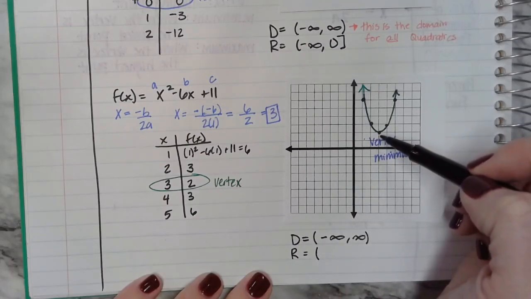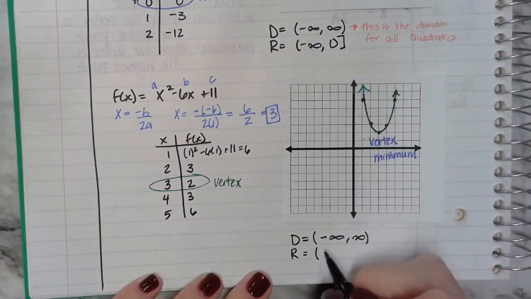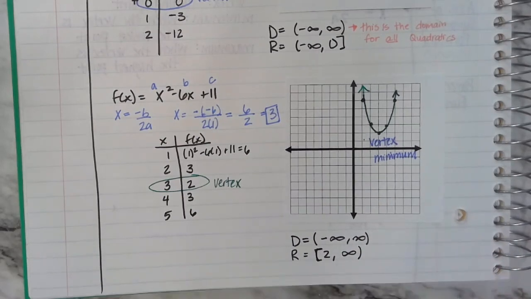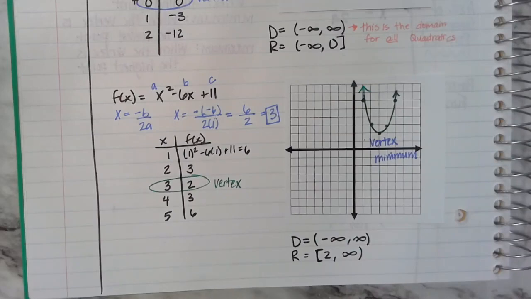So our lowest point here is our vertex. The y value is a 2, so that's going to get a bracket. And then our highest points, well, arrows mean it continues on to infinity.